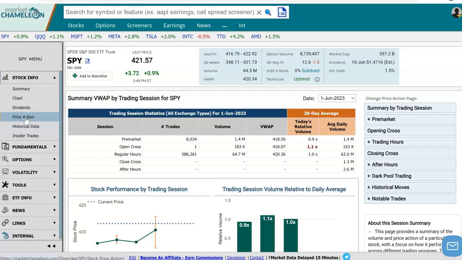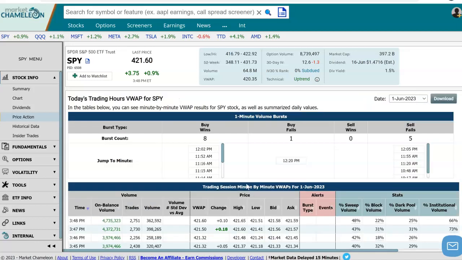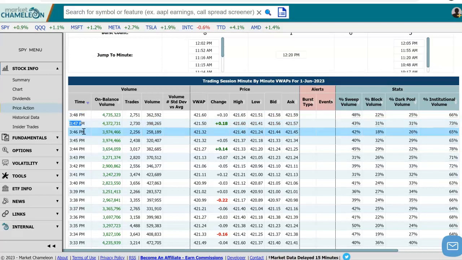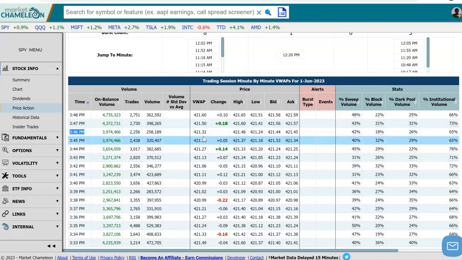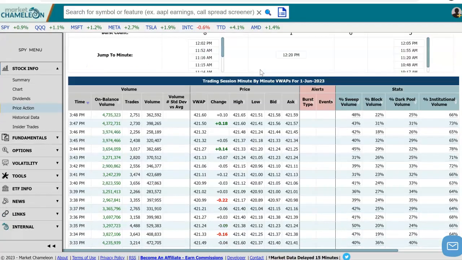And when we click on the price action analysis, it will take us to a screen that summarizes the trading activity by trading session. So what we want to do is go over here on this menu bar to the right, hit trading hours, and then hit VWAP. And this will take us to a VWAP table that shows minute-to-minute stats for what traded in that minute for this particular stock, which we have as SPY.